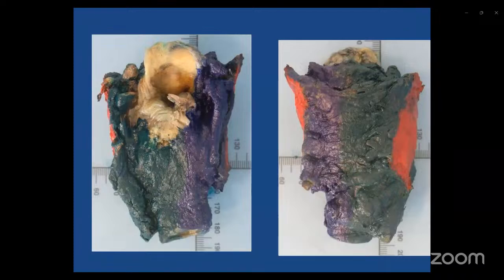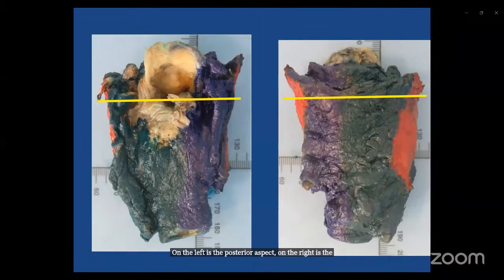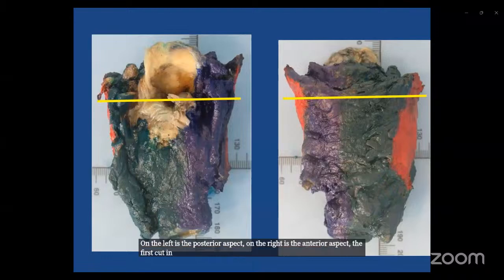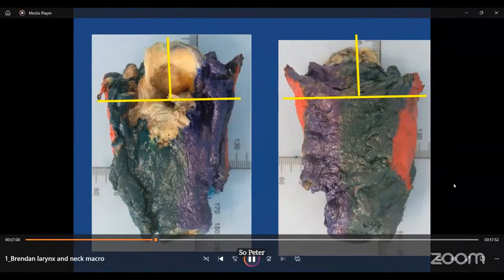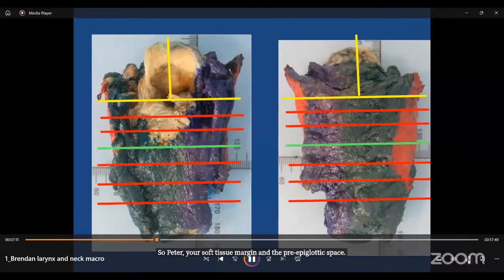And now we return back to our original case. On the left is the posterior aspect, on the right is the anterior aspect. The first cut in yellow is at the level of just below the hyoid bone, after which we do a sagittal section through the epiglottis to get the superior soft tissue margin and the pre-epiglottic space. Then even slices are made horizontally through the whole larynx from its superior to inferior using the PM40.